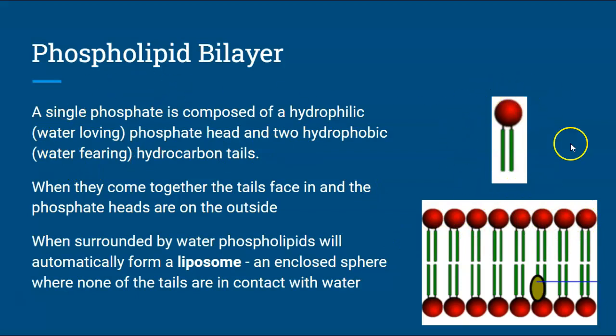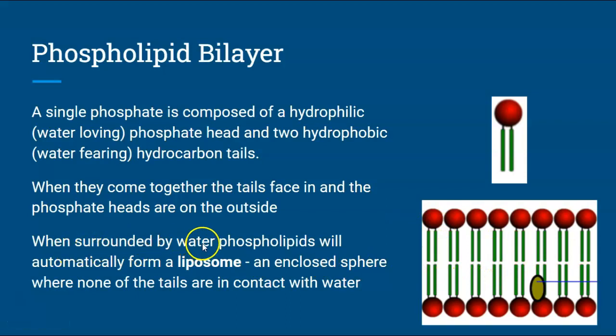So one phospholipid is composed of a hydrophilic phosphate head. This red circle is a water-loving phosphate head, that's what hydrophilic means, and two hydrophobic hydrocarbon tails. These are fatty tails, hydrocarbon tails. When they come together, the tails face each other, and then the phosphate heads are on the outside because the outside will touch an aqueous solution, and these hydrophobic tails don't like that.